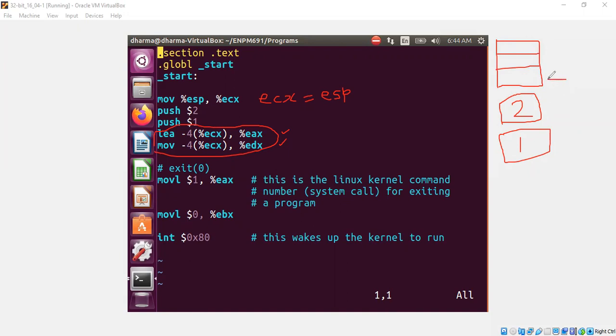Okay, so ECX must be pointing here before the two push statements. And what is the meaning of ECX -4? ECX -4 means we go down. That means ECX -4 is over here, pointing to the place 2 is stored. The question now is, will EAX contain 2 or the address 4 bytes below ECX pointing to? The same question applies here. Will EDX contain the value 2 or the address 4 bytes below ECX?